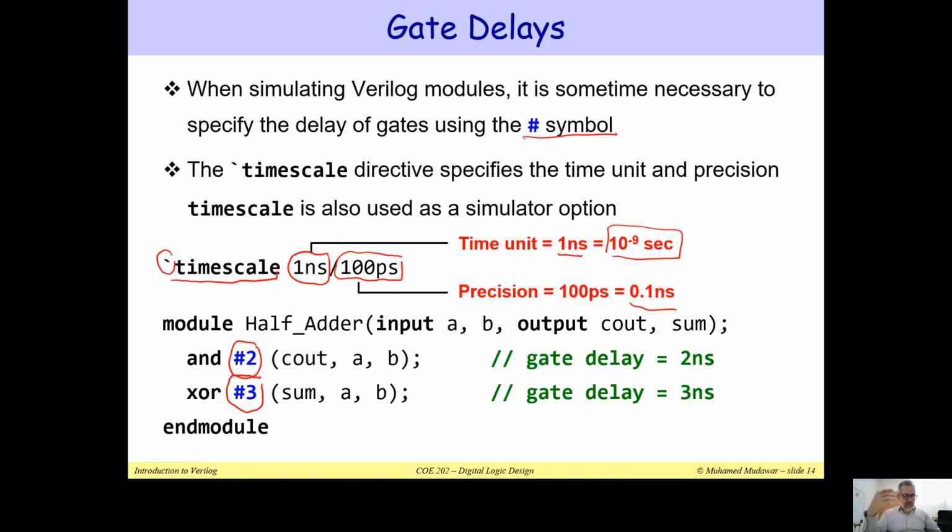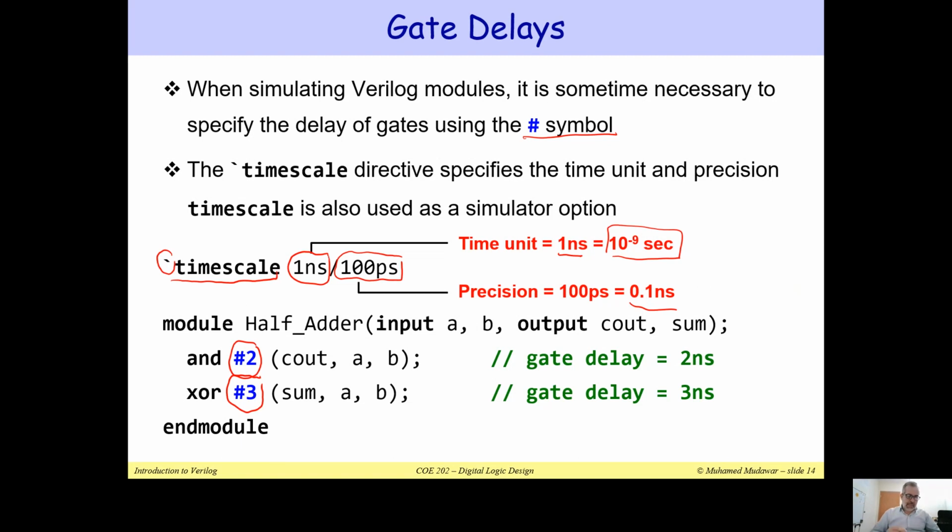So this is the timescale. You can write this directive before the module. That's one way of doing it. And sometimes you can also specify it inside the simulator as an option. You can indicate to the simulator, please use this time scale. You don't write it as a directive, but you specify it inside the simulator. So you can do it either way. Either you provide it as an option to the simulator, or you write it as a directive before the module. Writing it as a directive becomes very clear.